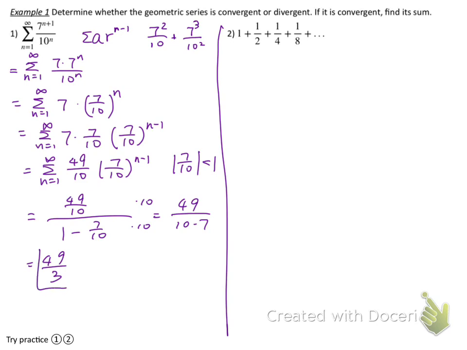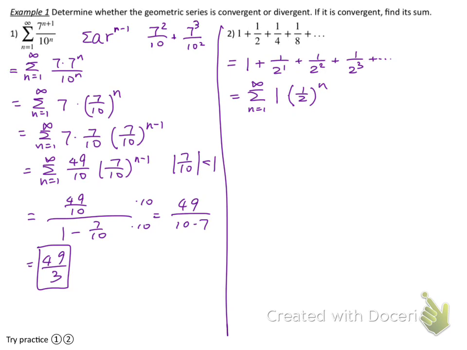My second example, I'm having 1 plus 1 half plus 1 fourth plus 1 eighth. I didn't give you the general form, but I hope it's pretty obvious. This is 1 plus 1 over 2 to the first power plus 1 over 2 to the second power, plus 1 over 2 to the third power, etc. So this will be n from 1 to infinity. 1 doesn't matter, but if you want to, 1 times. What's the common ratio? You are multiplying 1 half to the nth power. So the first term is just 1.